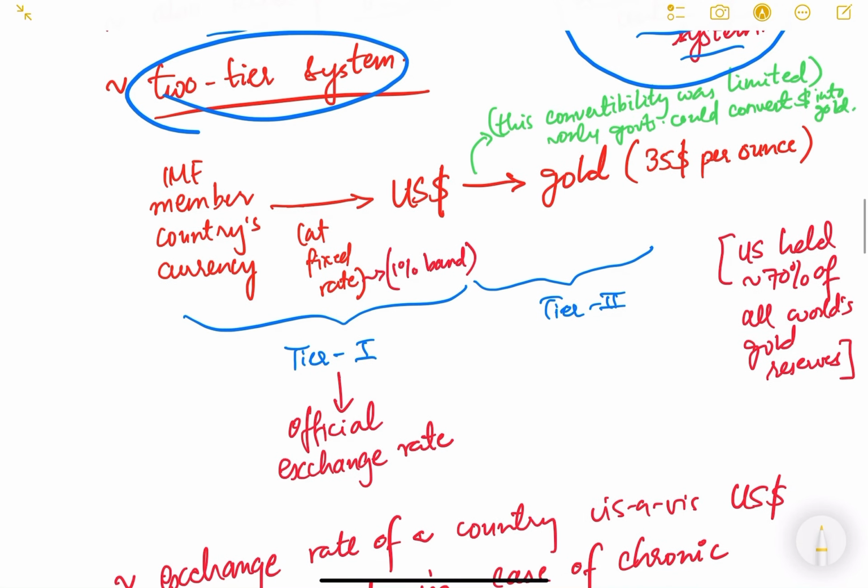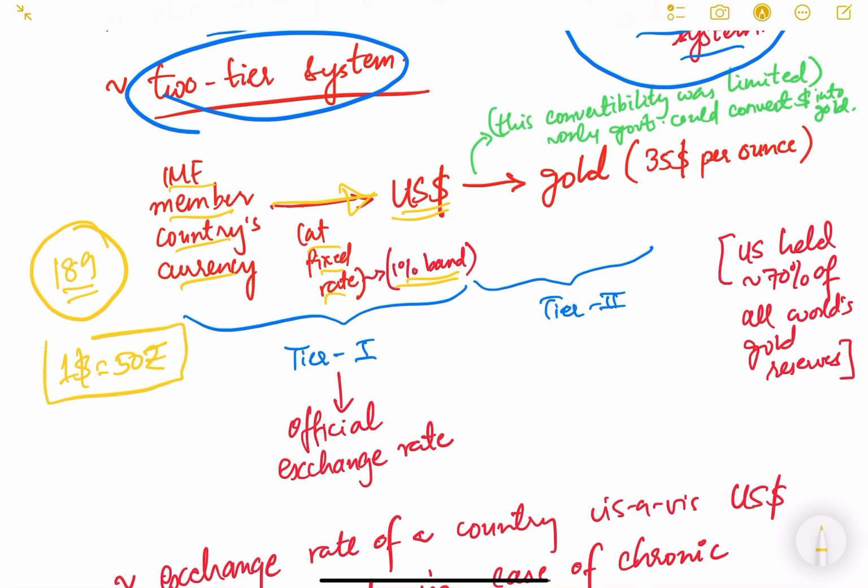In this 2-tier system, this system was adopted by the IMF member countries. There were about 189 countries in IMF. These member countries exchanged their local currencies into US dollars at a fixed rate, but there was a 1% band allowed. For example, if India said that $1 will be equal to 50 rupees, I'm just giving you an example, this was the fixed exchange rate of rupee versus dollar, and 1% plus or minus was allowed. 1% fluctuation was allowed, so 1% meaning 0.5. It could become 49.5 and 50.5, something like this.